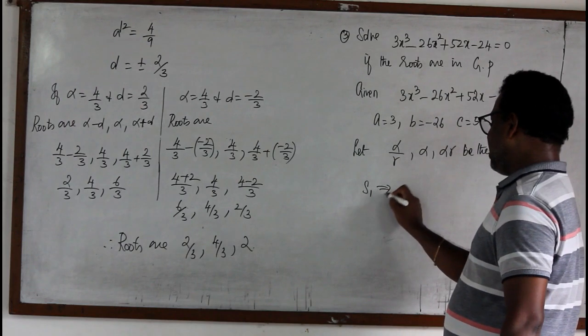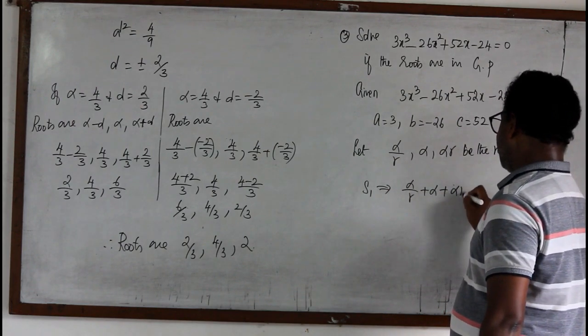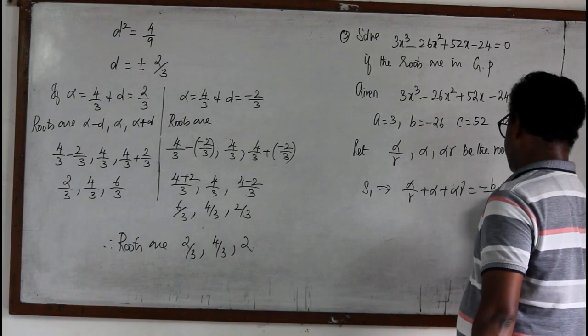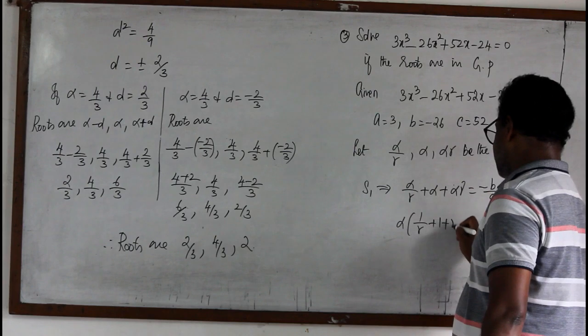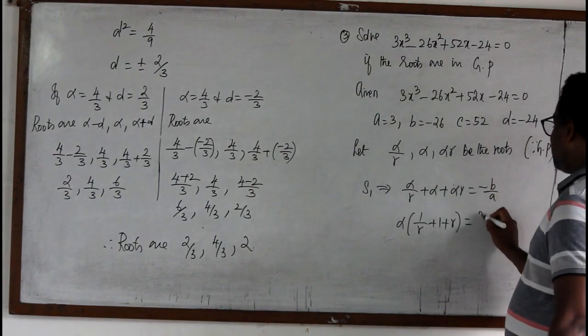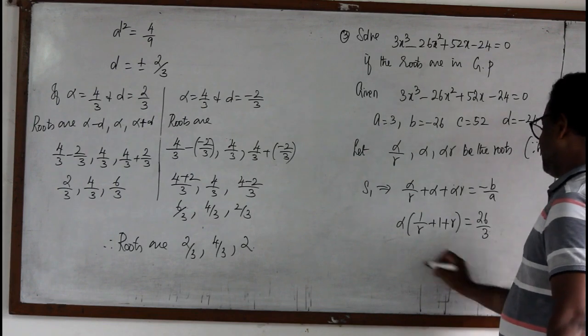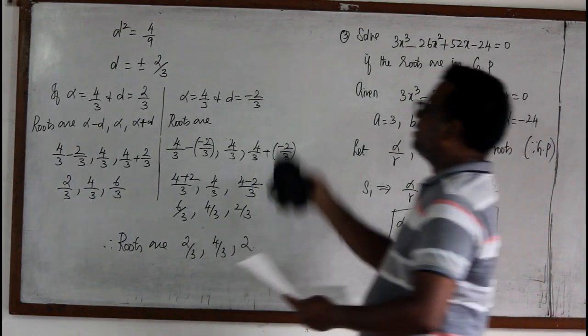Now, S1: I have to add all these three, alpha by r, alpha, and alpha into r, which is minus b by a. Here alpha is common: alpha times (1 by r plus 1 plus r) equals minus b, which is plus 26 by 3. So keep this one as a root we have.